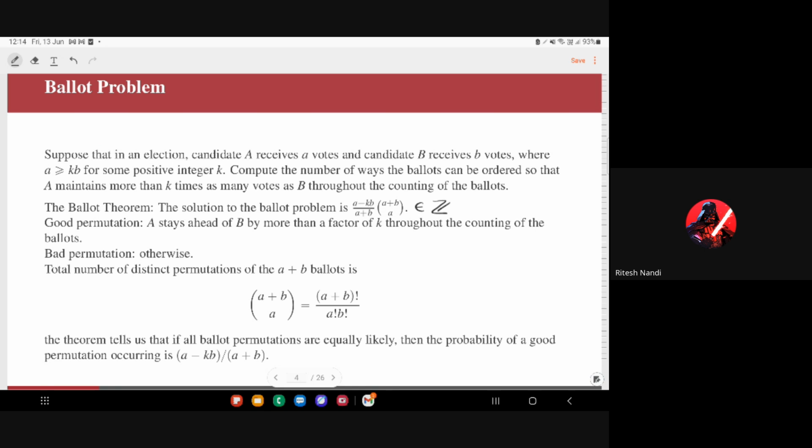So now this kind of looks like the total number of distinct permutations, and this is a probability that's multiplied to this number, so that the number of ways becomes this times (a plus b choose a).